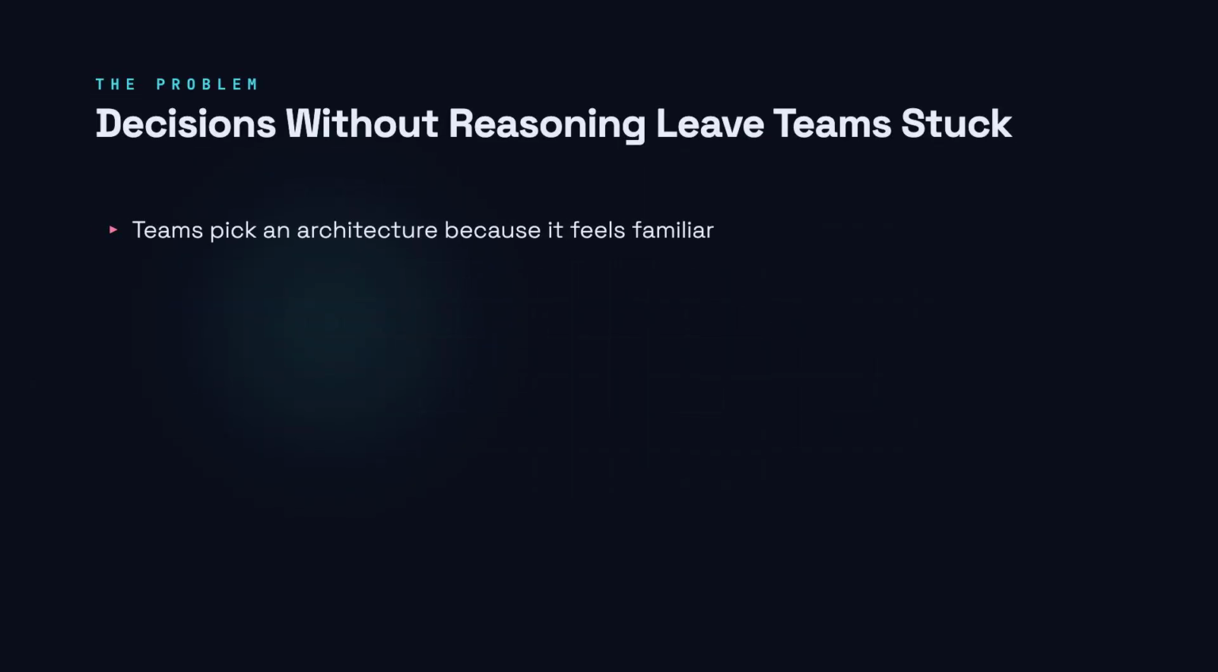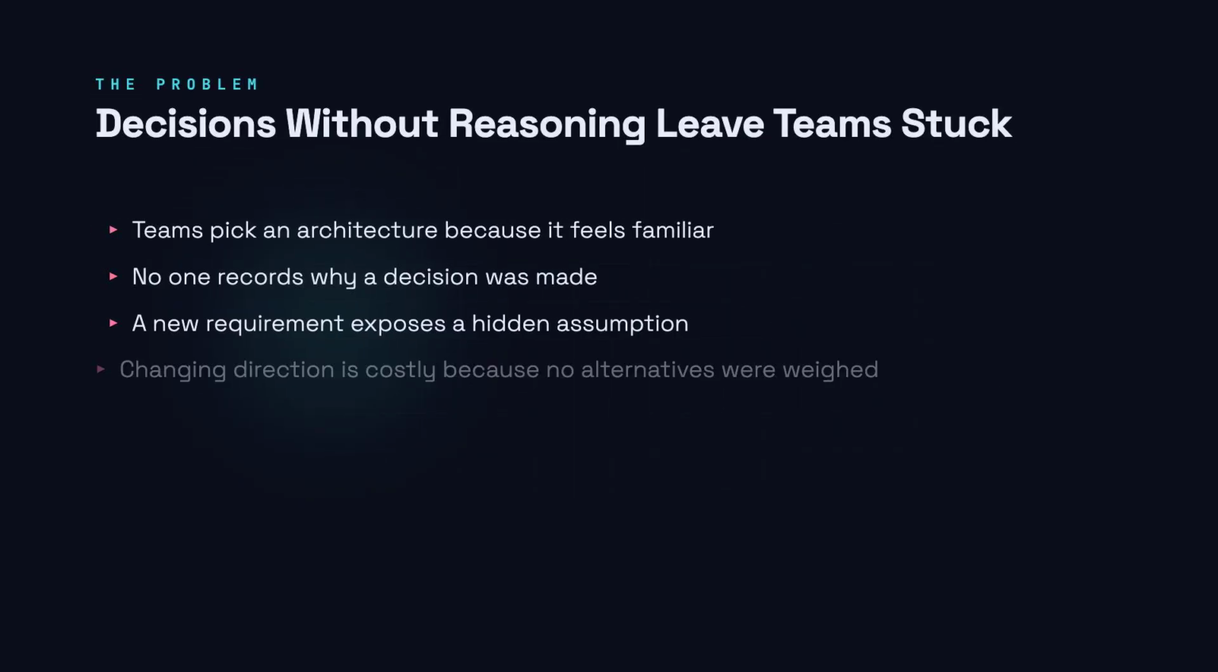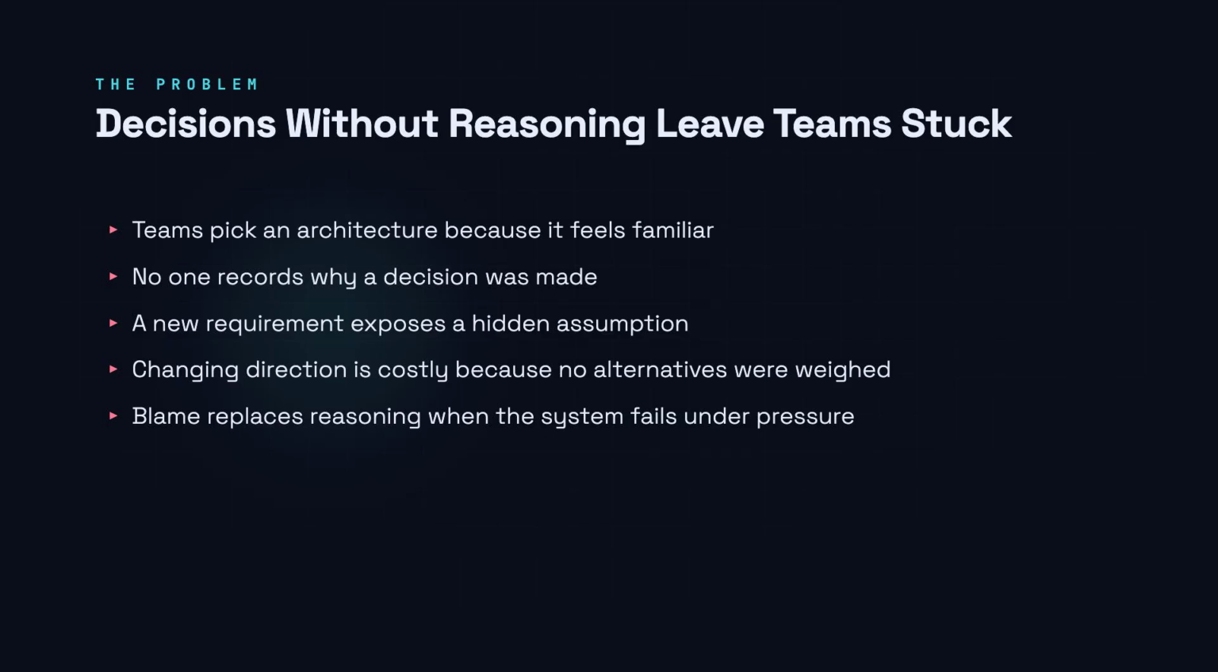Here is the pain. A team chooses an architecture, ships the system, and 6 months later a new requirement arrives that the design handles badly. Nobody remembers why the original choice was made, so nobody knows what would have to change. This is not a technical failure. It is a reasoning failure. Decisions were made implicitly, and that invisibility is what makes them so expensive to revisit.